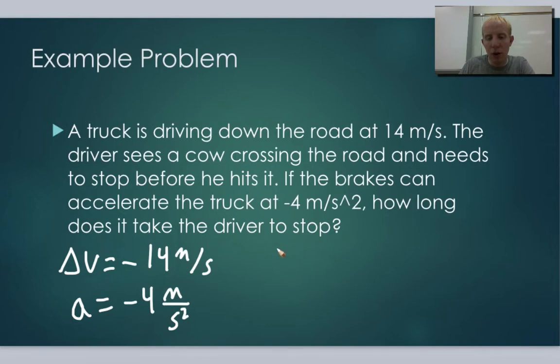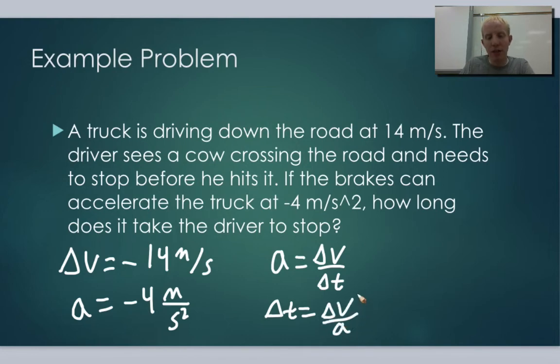Okay, so let's rewrite our equation. So we have acceleration equals change in velocity over change in time. If we bring the time up here and bring the acceleration down there, we can rewrite this as the change in time equals the change in velocity over the acceleration. Okay, now that's something we can work with. We know the change in velocity and we know the acceleration. So we say that the change in velocity was negative 14 meters per second.